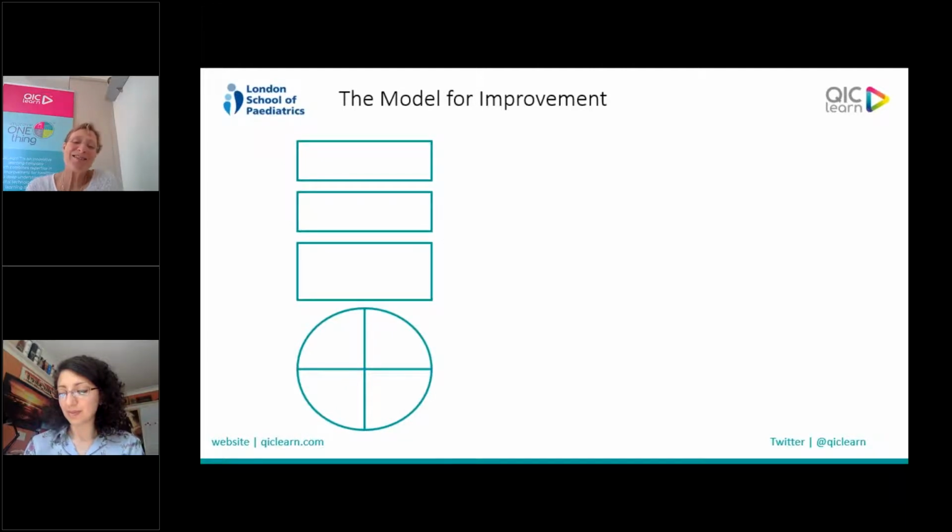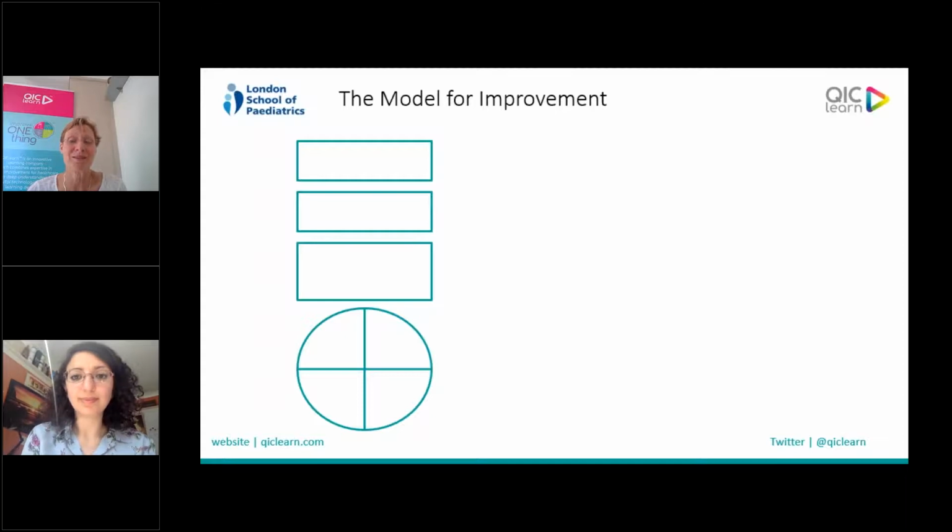Oh, okay. So this is a bit of a definite interaction section now, because what I've got here is a change model. It's called the model for improvement. What I'd really like you to do is tell me what words you think might go in those boxes. I've already told you that the bottom box is PDSA: Plan, Do, Study, Act. But actually the model is a scientific model that's been put together with the Plan, Do, Study, Act cycle to make a change method. Anybody want to venture into the chat box and tell me what they think the word might be in the top box?